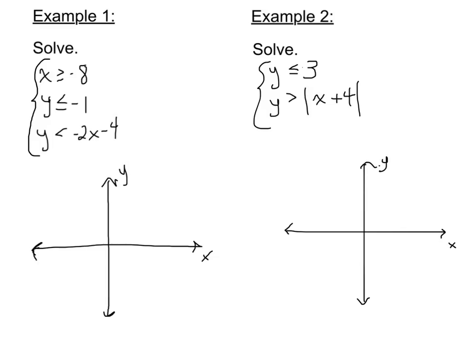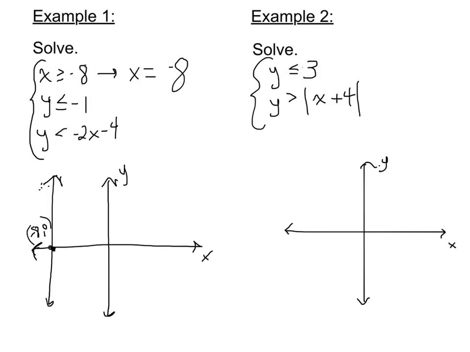To graph x is greater than or equal to -8, we look to the associated equation x equals -8. Since it's a greater than or equal to sign, I'll use a solid line. So x equals -8 is a vertical line going through the point (-8, 0). I'll sketch it just like that. All right, there it is.